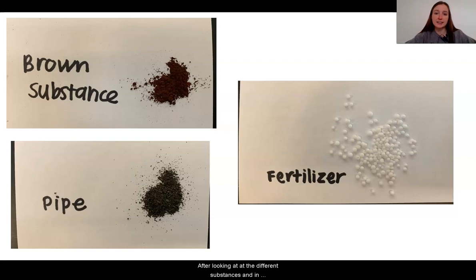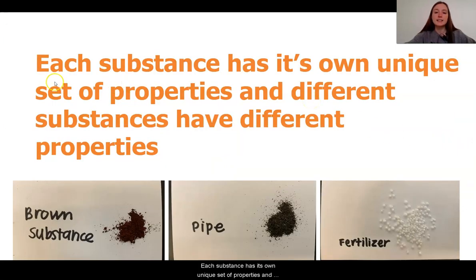Now, after looking at the different substances and their properties, we realized pretty quickly that these three substances seem to be different. The fertilizer is clearly very, very different than the brown substance. The pipe and the brown substance look more similar, but they do still have some different properties. And so right away, we had this discussion that each substance has its own unique set of properties, and different substances are going to have different properties. So it seemed unlikely that the brown substance was just the pipe or the fertilizer. It seems like this might be something else, because they are having these different properties.